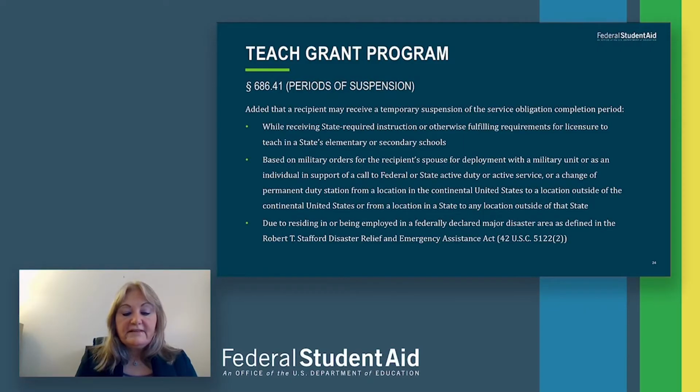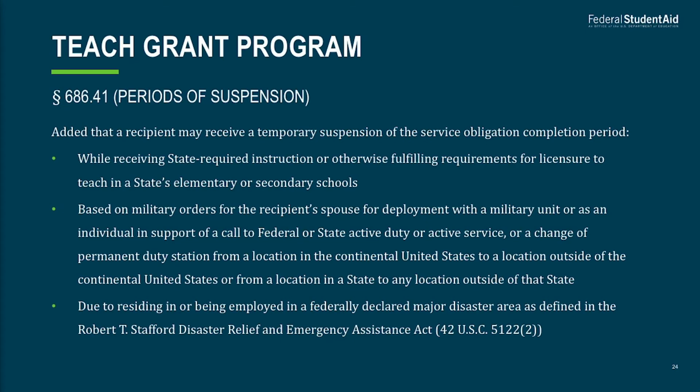We added periods of suspension. A recipient certified to teach in one state may move to a different state and be unable to teach in that state until he or she has received state-required instruction provided by the state or otherwise fulfilled state requirements for licensure in that state's elementary or secondary schools. So, to ensure that the grant recipient would be able to complete the required 4 years of teaching within the 8-year service obligation period, the grant recipient is allowed to receive a temporary suspension of the 8-year period while he or she is fulfilling the new state's teacher licensure requirements.